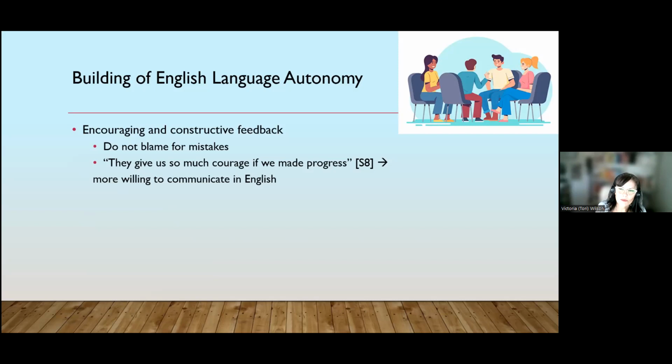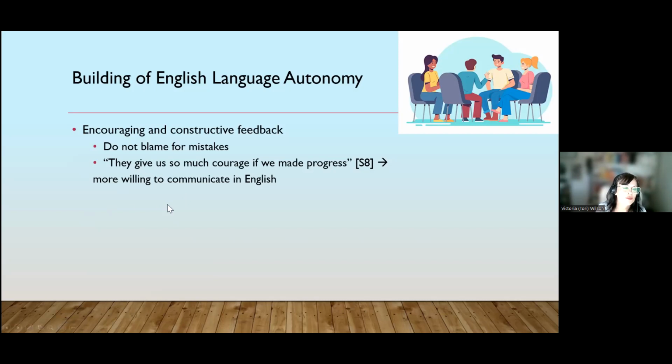When teachers blamed them for mistakes and said things like, oh, come on, you should know this easy grammar by now, why are you making this mistake? Or criticized them for forgetting something from the day before, this was not helpful at all to students. But if teachers were very patient, and coming from an encouraging perspective, this really made a difference to students.